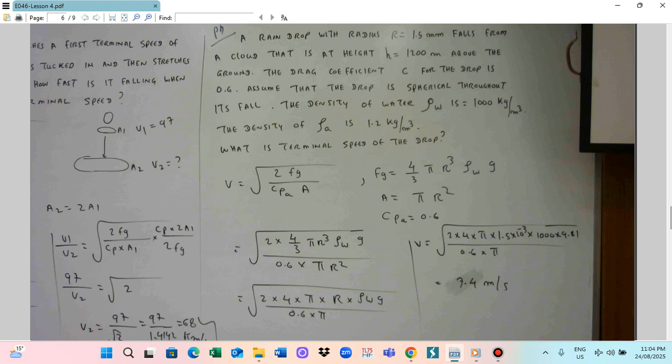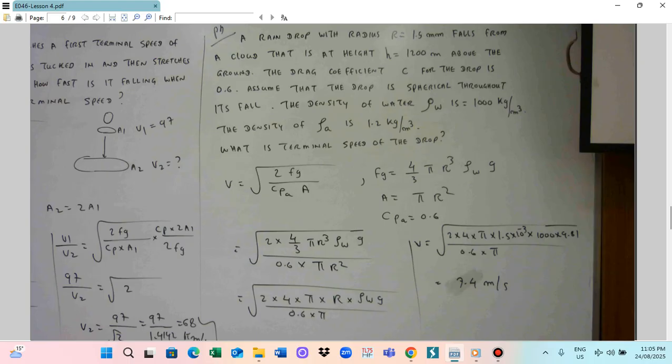The speed of the drop, in this case we utilize the equation. V is equal to square root of 2 FG divided by C rho A, where C is the coefficient multiplying A. In this case, FG also has to be calculated. So the FG formula is 4/3 pi R cubed rho W into G. So this is called our FG equation.